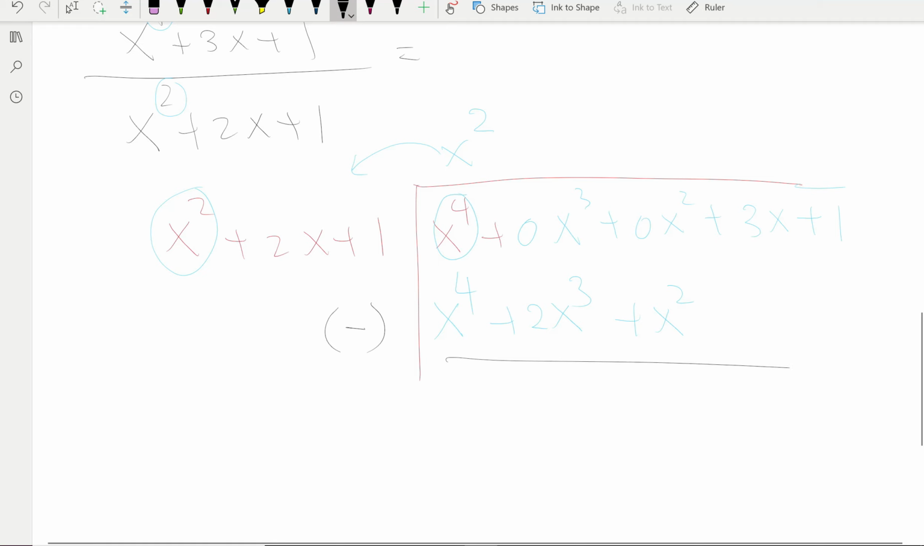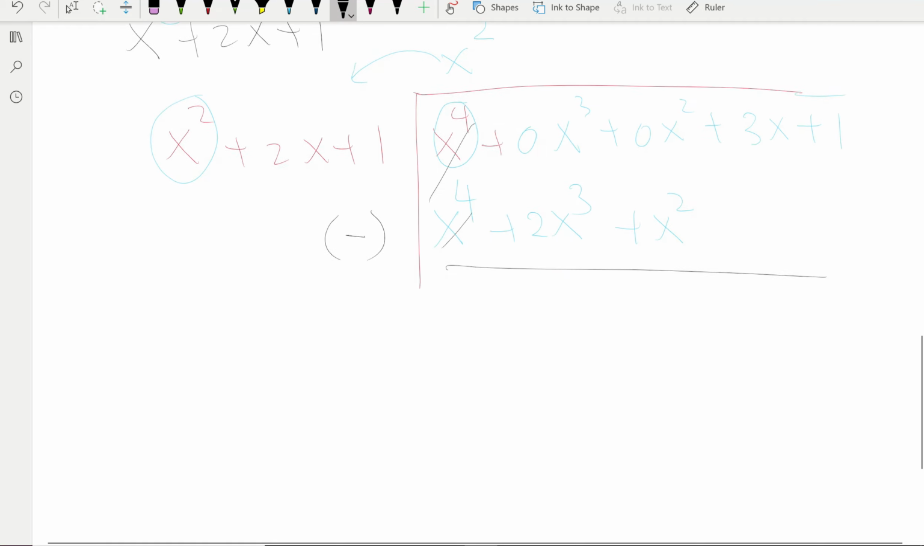So subtract. x to the 4 cancel out. 0x cube minus 2x cube is minus 2x cube. 0x square minus x square is minus x square. These things come for free. 3x plus 1. Alright, so to create -2x cube out of x square, we have to multiply by -2x. Multiply by -2x back, so -2x cube, -4x square, -2x.